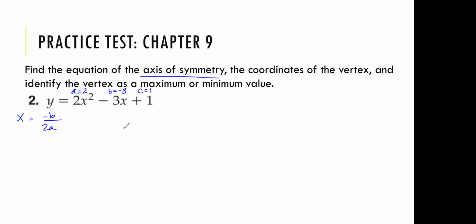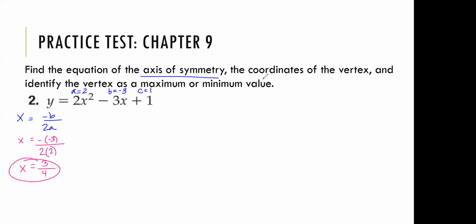Okay, so now I'm going to plug my values into the equation for the axis of symmetry. So x equals negative b, which is negative 3, over 2 times a, which is 2. Negative times negative is positive, so that would be a positive 3, and 2 times 2 is 4. So x is equal to 3/4. Okay, so that is my equation for the axis of symmetry.